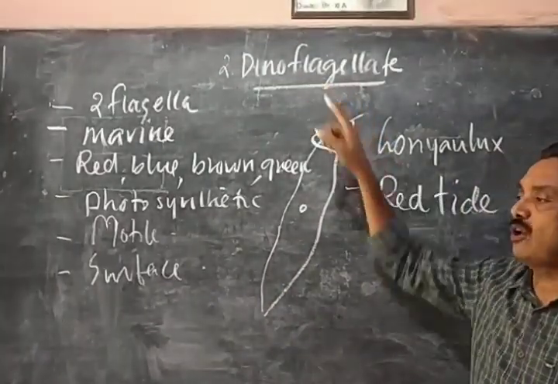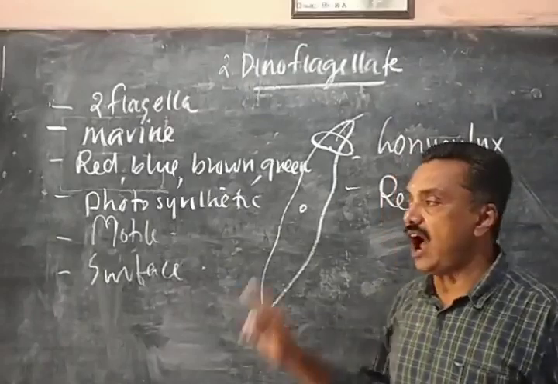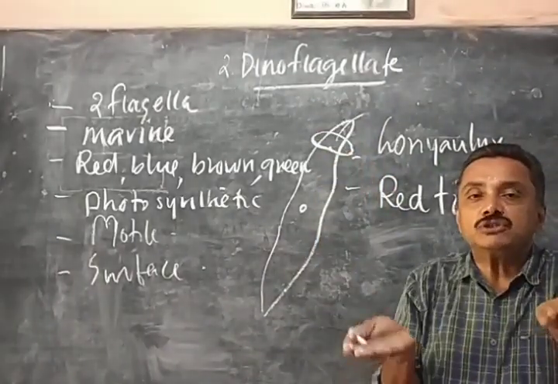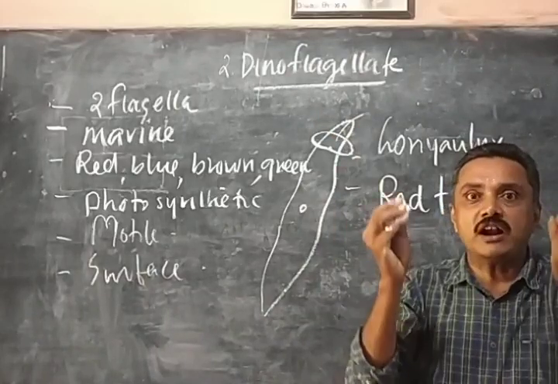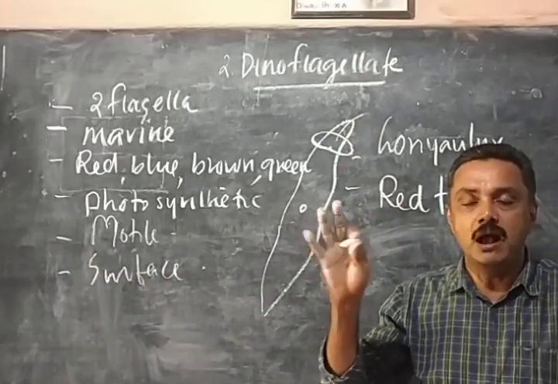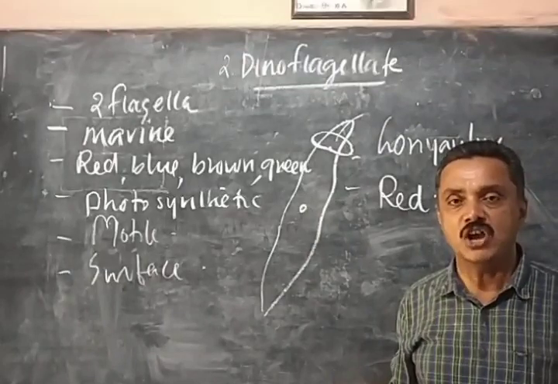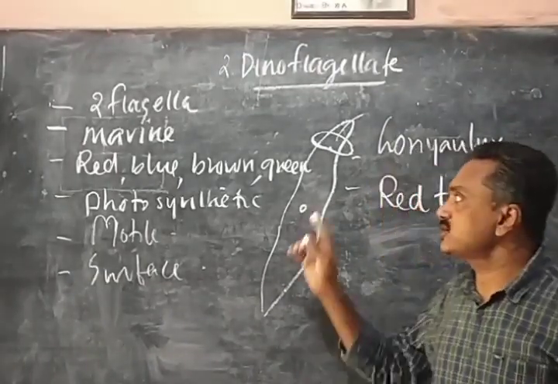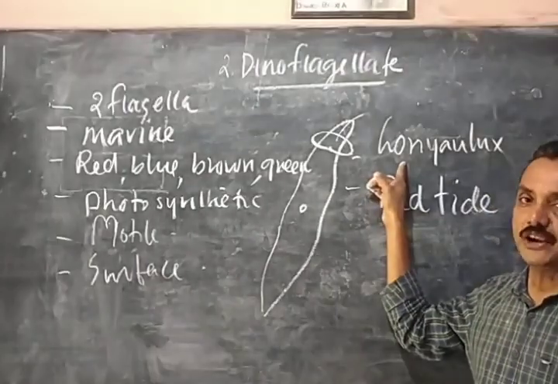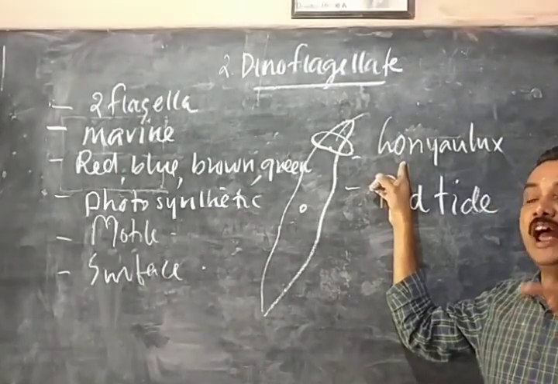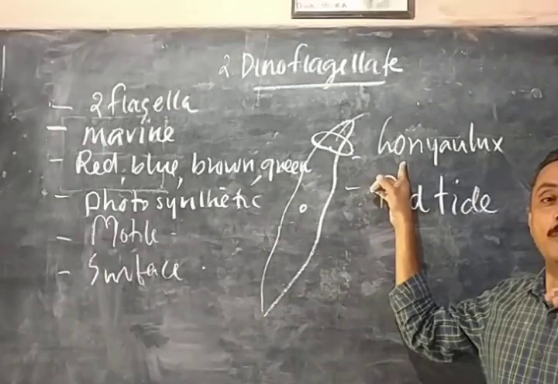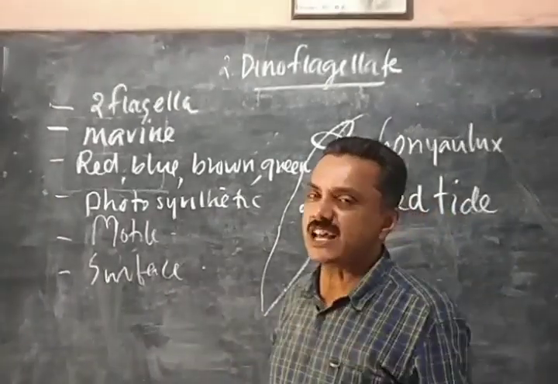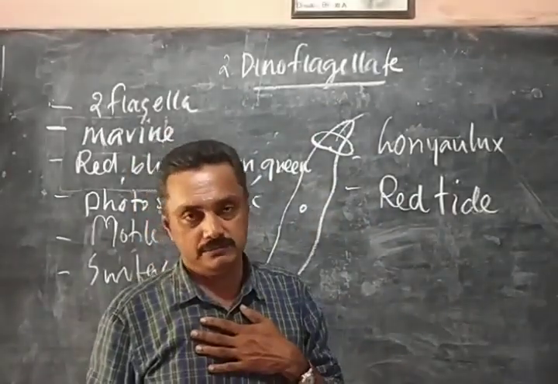Gonyaulax is an example for dinoflagellate. This alga is red in color. When sunlight is maximum, they come to the surface of the ocean, absorb the sunlight and multiply very fast. So what happens? After a few days, the surface of the ocean appears red in color because of the overgrowth of this alga like Gonyaulax. That phenomenon, that process, is called a red tide.